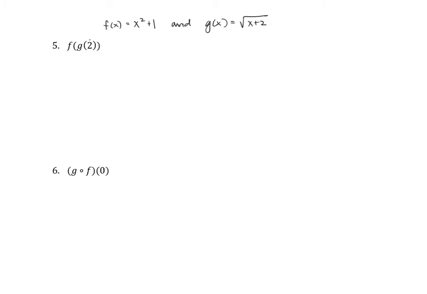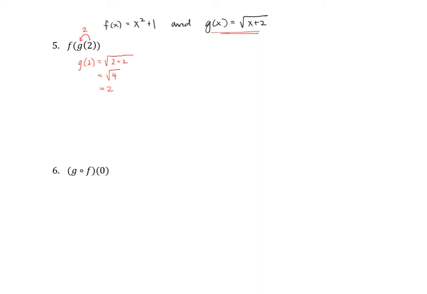So start with the 2 and plug it in g. You're going to completely ignore f right now. So g of 2 is equal to the square root of 2 plus 2. I just plugged in 2 for x in the g function right here. That's the square root of 4, which is 2. So 2 is my answer for g of 2.